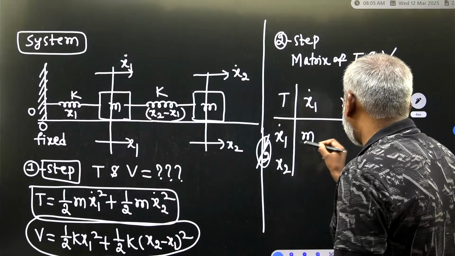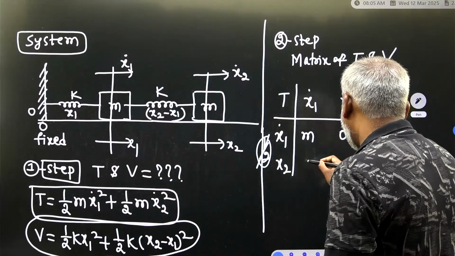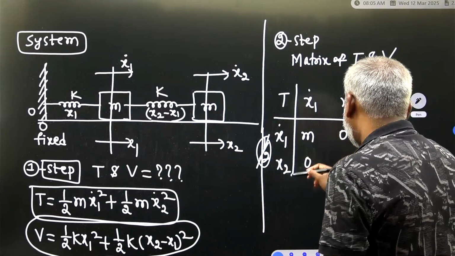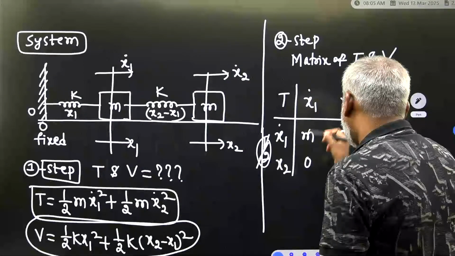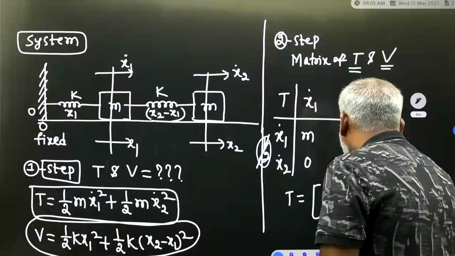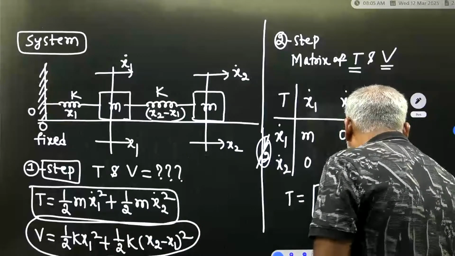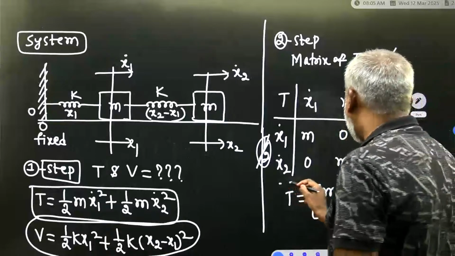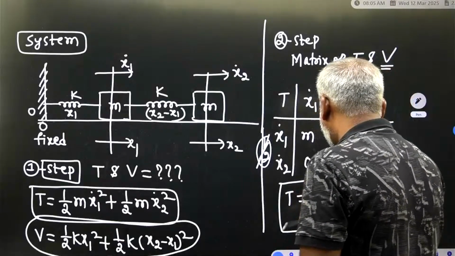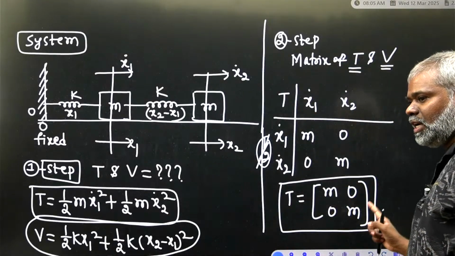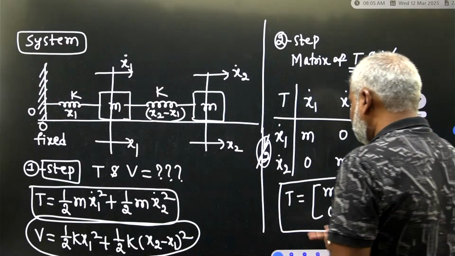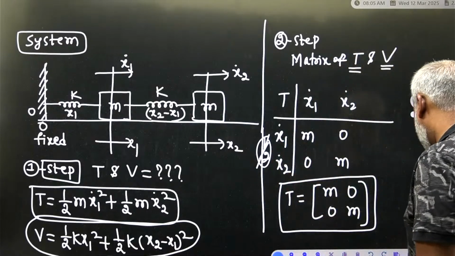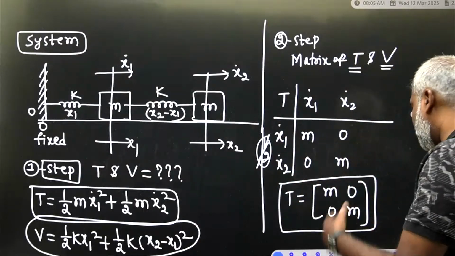The x1 dot term is equal to m, and the x2 dot term is equal to 0, so therefore it is m. Therefore you get the matrix m 0, 0 m. This is the matrix representation of the kinetic energy. The constant we are not considering here; only the variable things we are considering.